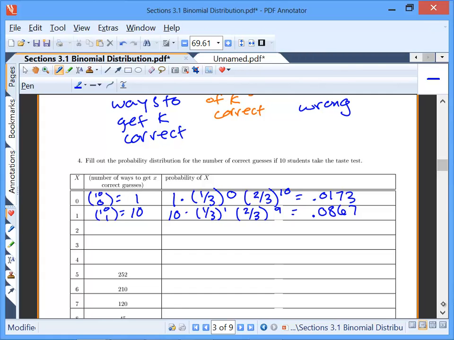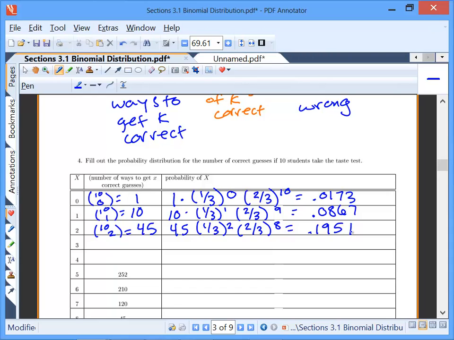And we just go through this table. So for the rest of this class, just go through it and fill out what you can on the table. So the next one is going to be 10 choose 2, which is 45, so it's going to be 45 times 1/3 to the 2 times 2/3 to the 8. So 0.1951. Do you have any questions on how you're going through and filling out this table?